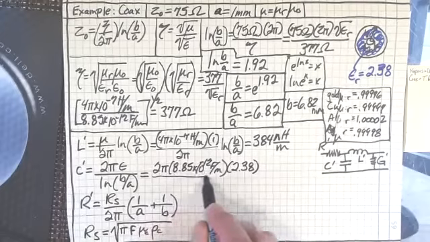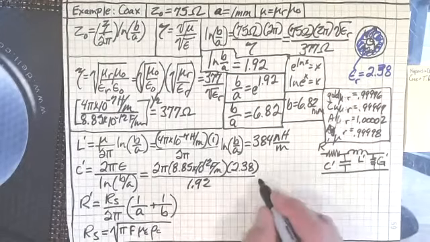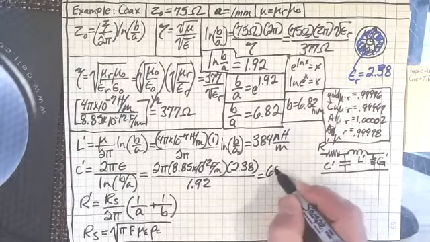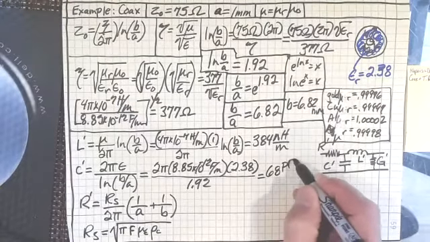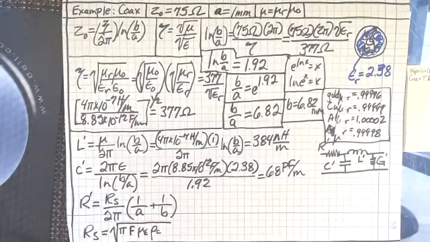Divided by, and of course now we know the natural log is 1.92, so I'll just write it down there, because you already know it. And if we run through that whole thing and multiply that all out, what we end up getting is 68 picofarads per meter for the 75 ohm coaxial cable that you have.